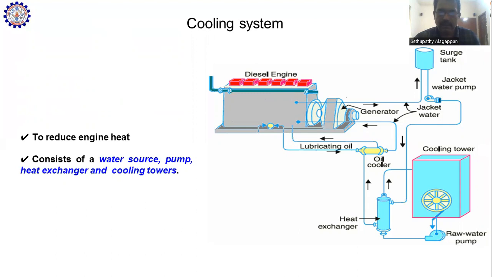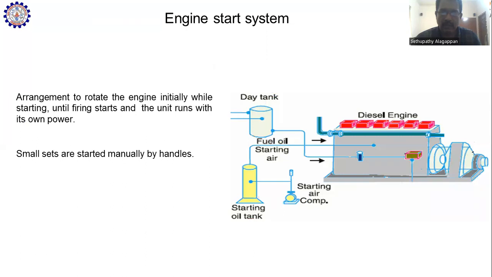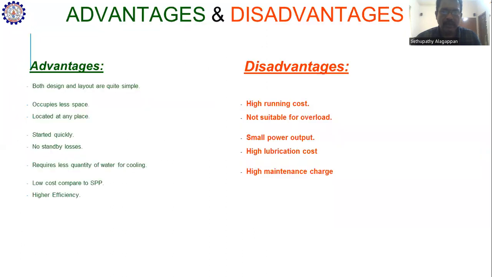The layout shows a clear schematic diagram of the cooling system of this engine. This is the lubrication system, where lubricants are used in diesel engines. This is the engine start system, an arrangement to rotate the engine initially while starting, until firing starts and it runs on its own.